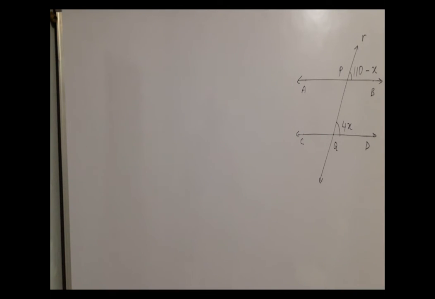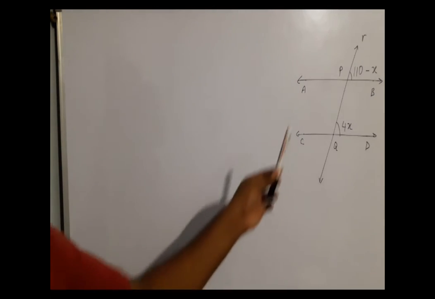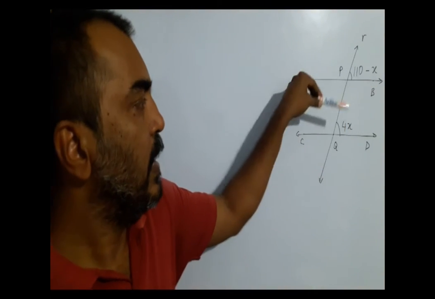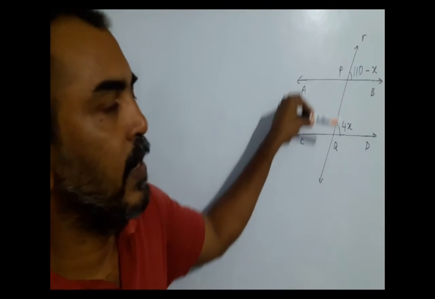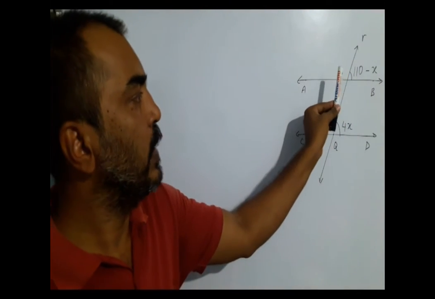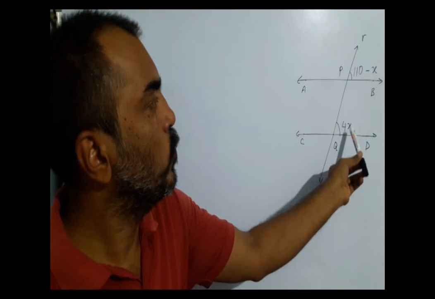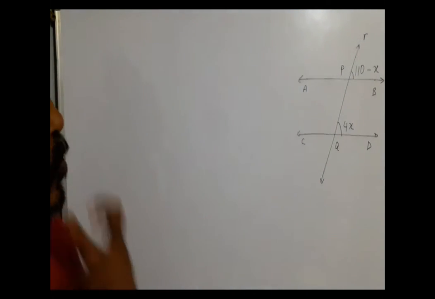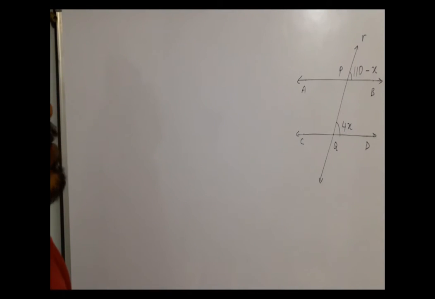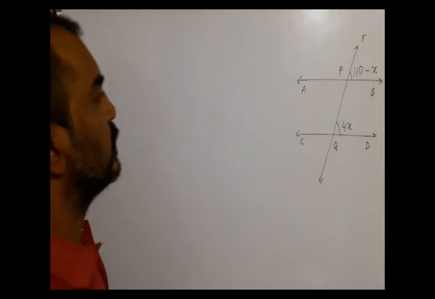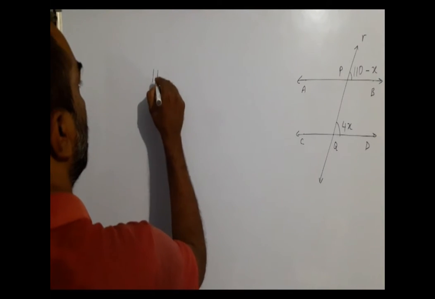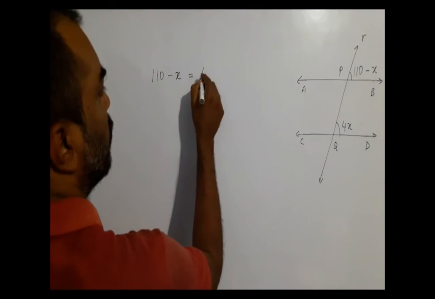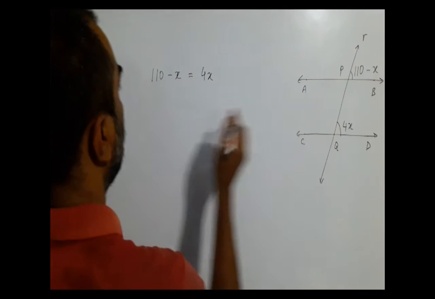Now from the picture you can see that both these angles are corresponding angles. Remember what are corresponding angles? Angles on the same side of the transversal, either above the line or below the line, are corresponding. So these are two angles on the same side of the transversal, both are above the line, so they both are corresponding angles. And what is the rule for corresponding angles? The axiom, the corresponding angles are equal. So we will have 110 minus x equal to 4x because both of them will be equal.